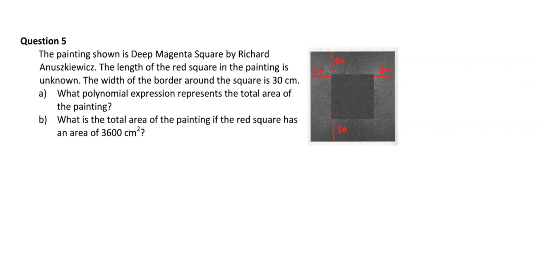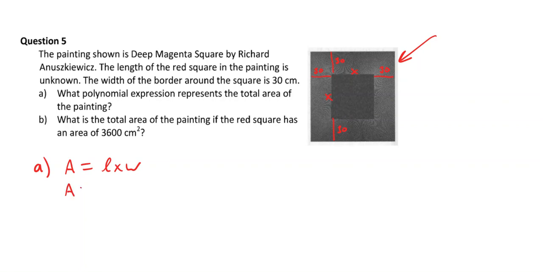So now it says, what's the polynomial expression representing the total area of the painting? We don't know what the area is. This is supposed to be a red square, I think, right? All of this would be our red square in the middle. We don't know what the side length of that is, but it is a square, so I know that they're both the same length there. And it wants an expression for the area of the whole thing. Okay, well, remember, area is just equal to length times width. We just need an expression for that now.